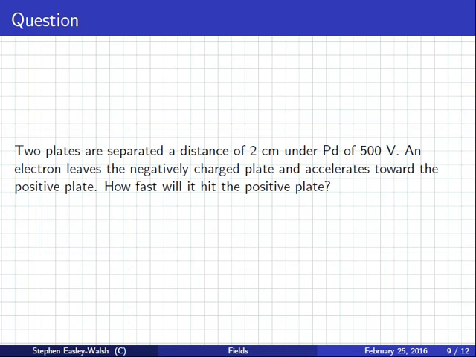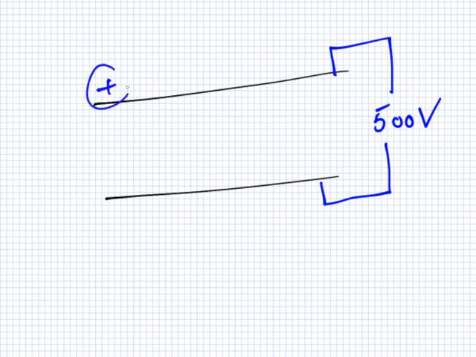Two plates are separated by 2 centimeters and there's a voltage of 500 between the plates. An electron leaves the negative plate and accelerates towards the positive plate. How fast will it hit the positive plate? So I'll draw what you have here. You have 2 plates and there's a voltage here of 500 volts. This is the positive plate and this is the negative plate. There's an electron here, and the electron leaves and then hits the other plate here. And the question is, how fast does it hit that plate?